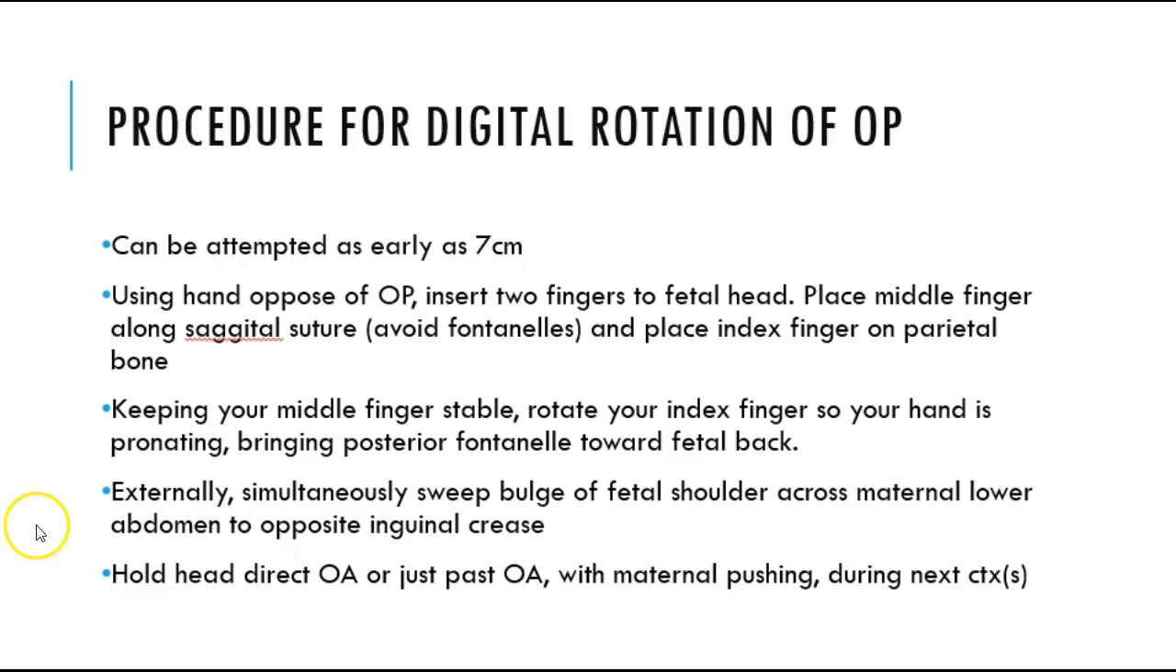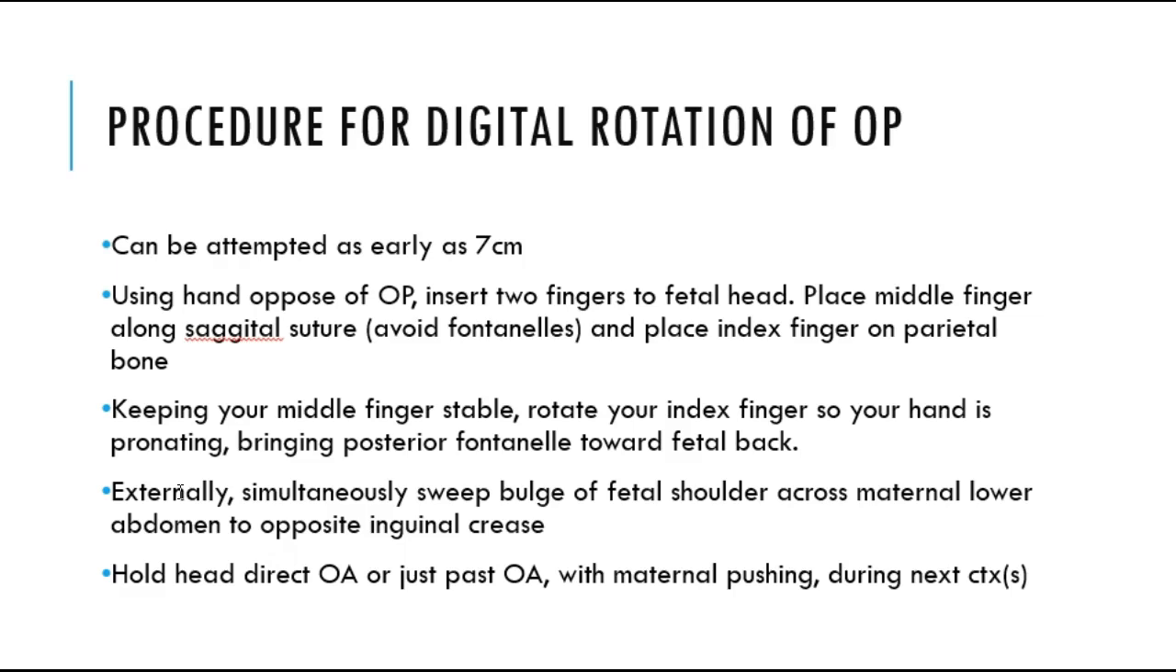Okay, procedure for digital rotation. Digital rotation you can try as early as 7 centimeters. That's where you just have 2 fingers. Basically what you're doing, we've got our OP baby, you're going in with 2 fingers. Middle finger, you're going to be on the sagittal suture. And your other finger, I'm going to say we're this way, so we're LOP.